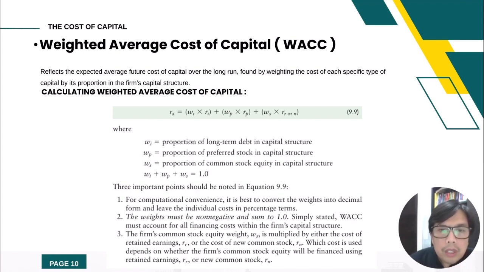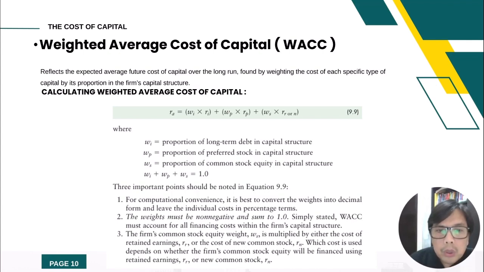For computational convenience, it is best to convert the weights into decimal form and leave the individual costs in percentage terms. Second, the weights must be non-negative and sum to 1.0. Simply stated, WACC must account for all the financing costs within the firm's capital structure. Third, the firm's common stock equity weight, WS, is multiplied by either the cost of retained earnings, RR, or the cost of a new common stock, RN.